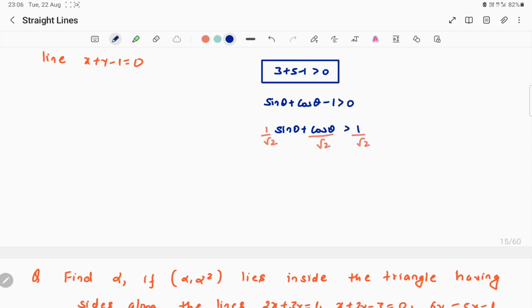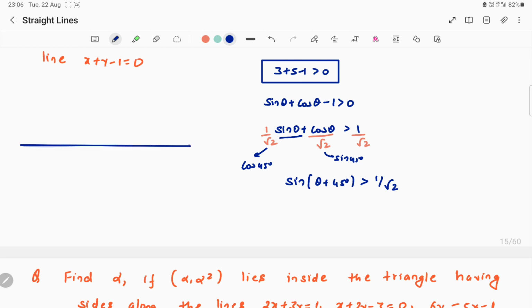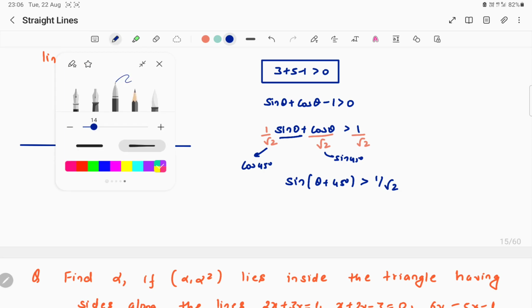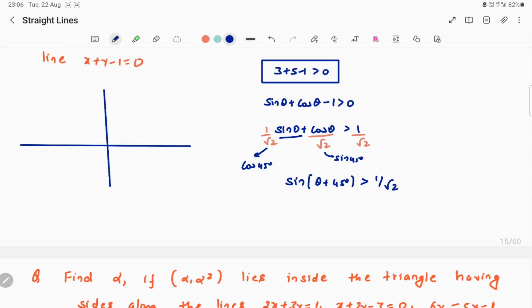Now on the left-hand side, sine theta times 1 by root 2, we can write this as cos 45 degrees, and this 1 by root 2 as sin 45 degrees. So sin a cos b plus cos a sin b can be written as sin of a plus b, and this is greater than 1 by root 2. If you know a little about transformation of graphs, or it would be taught in trigonometry, if you substitute theta equal to minus 45 degrees, it will become 0, isn't it?